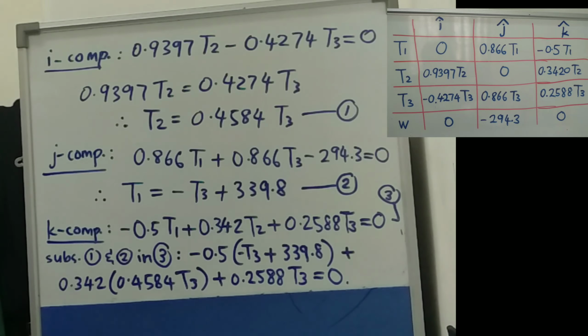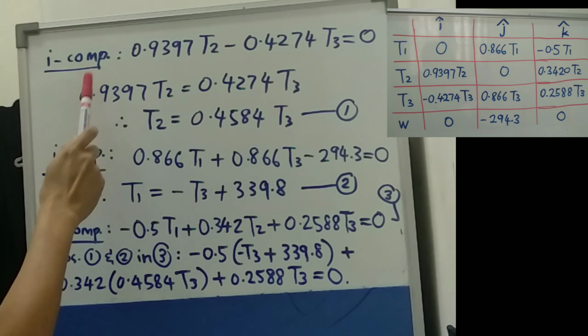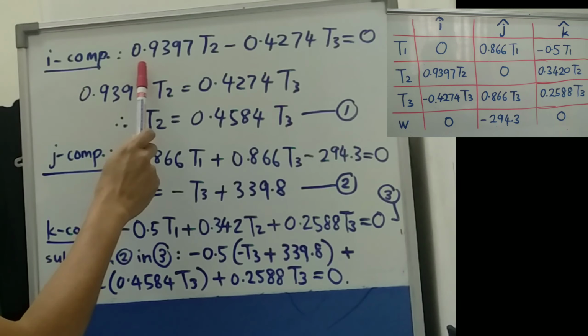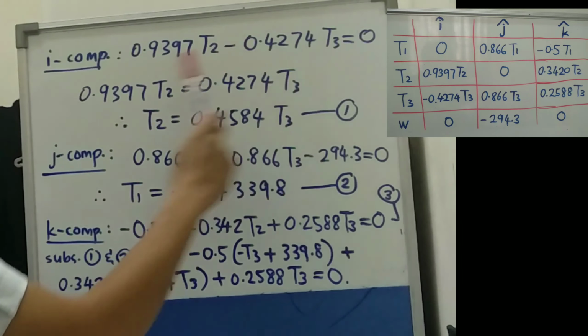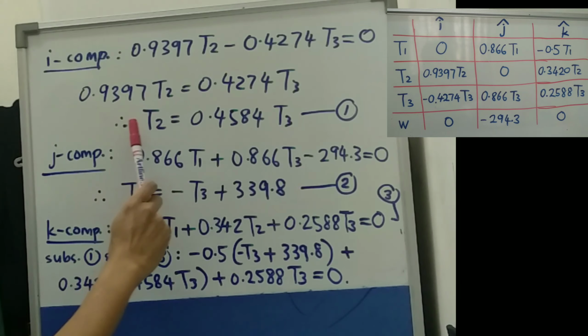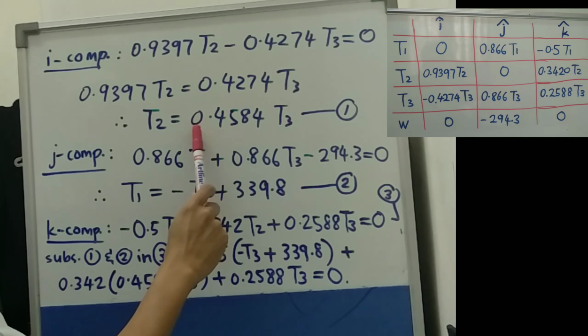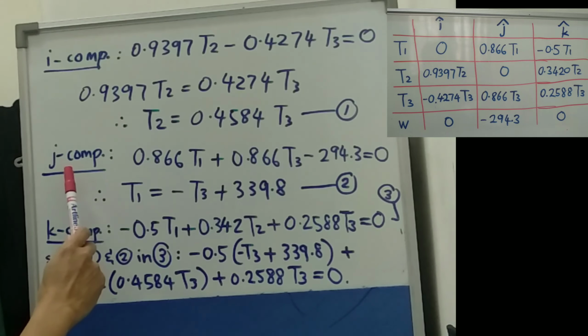Now we will continue with the equations of the I component, J component and K component. From the table before, we gather all the I components and you will have 0.9397 T2 minus 0.42743 T3 equal to 0. For the I component, the total summation of Fx equal to 0. Then you can have the first relationship, T2 equal to 0.54584 T3, and then we move into the J component.